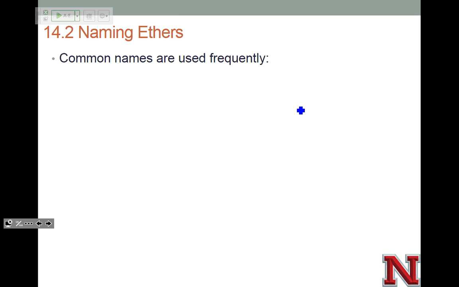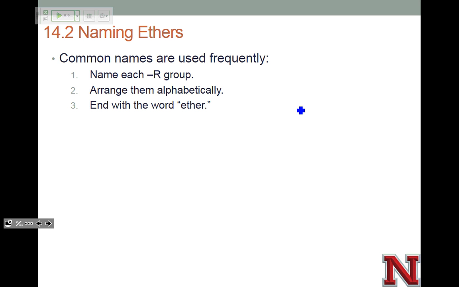So a couple of things about ethers. The way common names are used pretty often. The common way to name ethers is naming each R group on each side of the oxygen and then putting ether. And of course you're going to arrange them alphabetically. This is really useful for very small ethers and the most common naming for most small ethers.